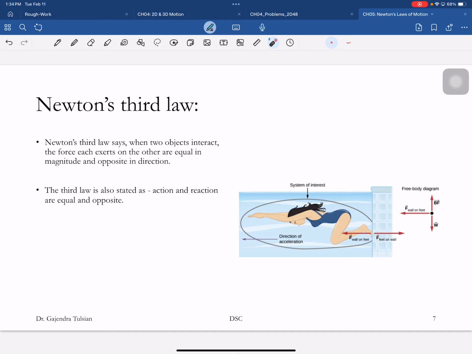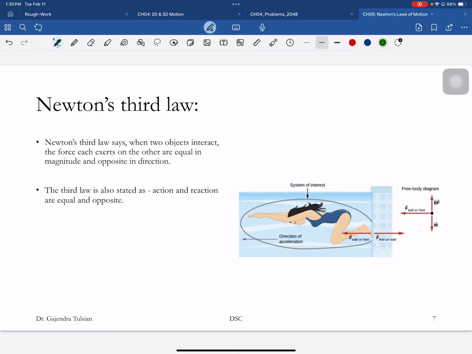Newton's third law says the following. If an object applies a force on another object, this object will apply an equal and opposite force on that object. So what Newton is saying is all forces come in pairs. Whenever two objects interact, so for instance, if the Earth is pulling the moon with a force, I'm just going to make up some numbers.